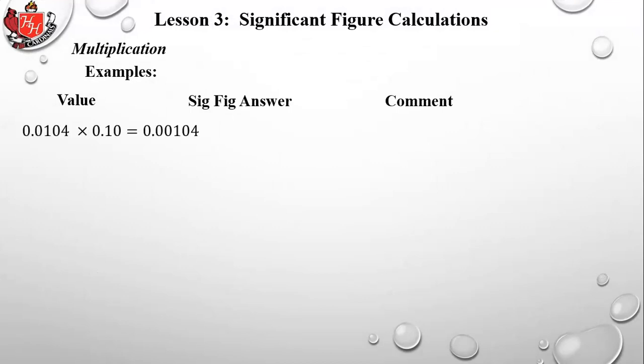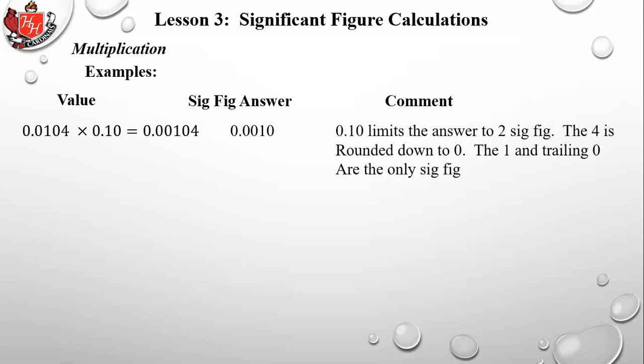Okay, let's just do a few more. Sig fig answer for that? Well, it can only have 2 sig fig. So you're going to have to take that 4 and round it. And that makes the 0 that comes before it rounding back down to 0 to stay at 0. But it can only have 2 sig fig, so it's 0.00. Those are not significant. 10, those are significant. So 0.10 limits the answer to 2 sig fig. The 4 is rounded down to 0. It actually rounds the 0 down to 0, and the 1 trailing 0 are the only sig fig.